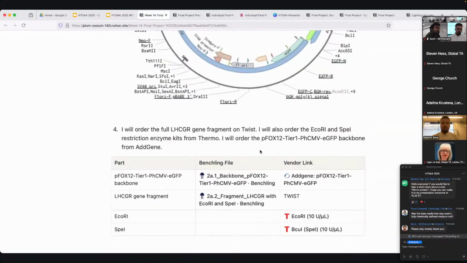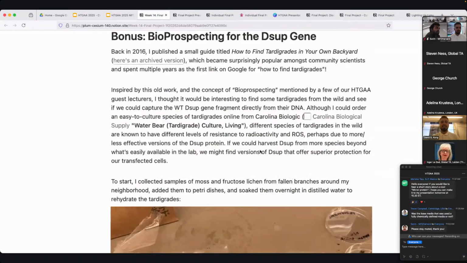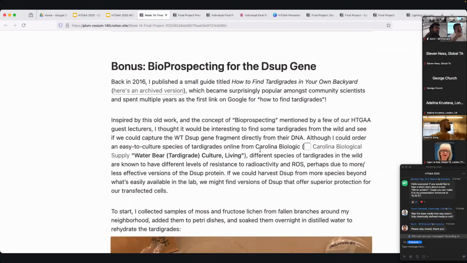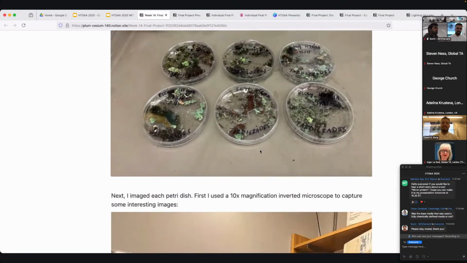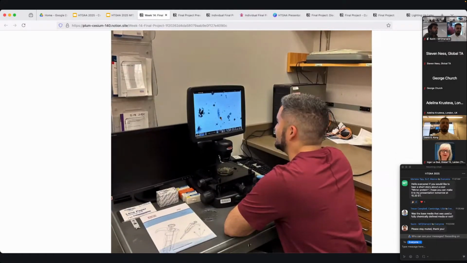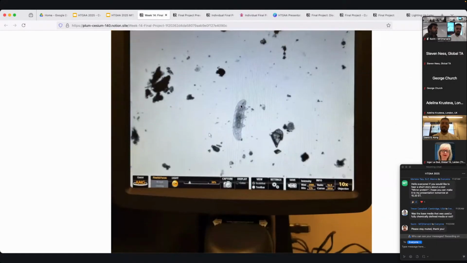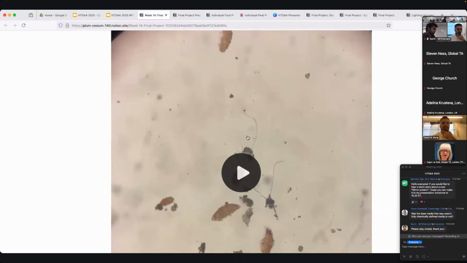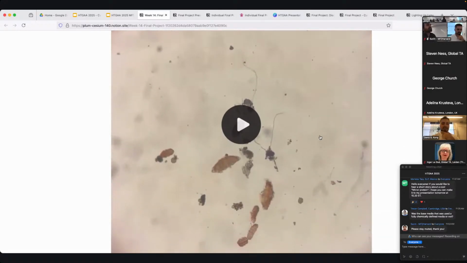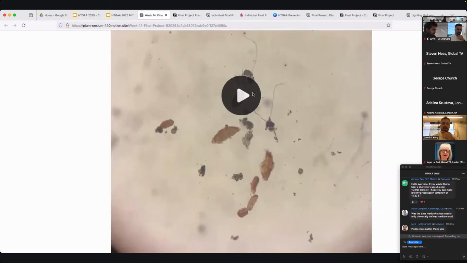And I want to briefly mention another thing I thought was interesting, which was bioprospecting for the DSEP gene. So I actually collected a bunch of moss and lichen from fallen branches in my own backyard, rehydrated them overnight in distilled water. And then that was me looking for tardigrades. Here's a dead or not quite resuspended one. And so I ended up finding a ton of them, putting them on the slide, making my own little tardigrade aquarium.